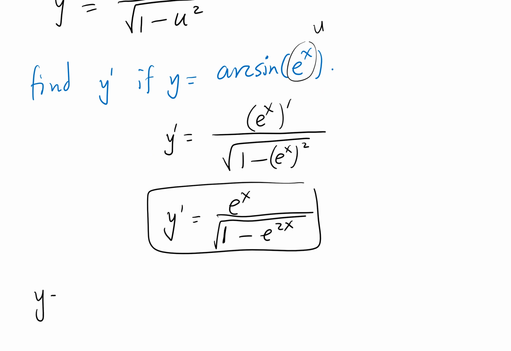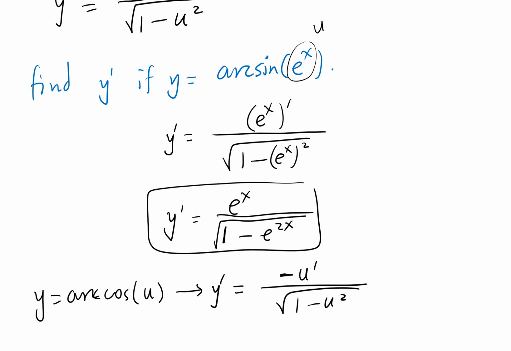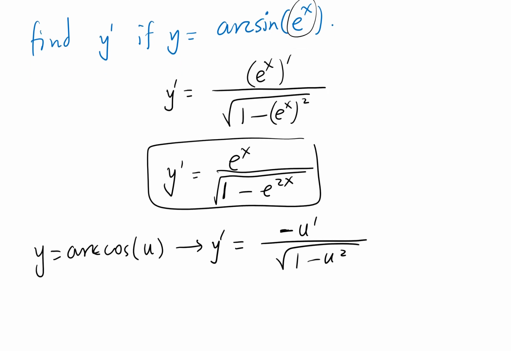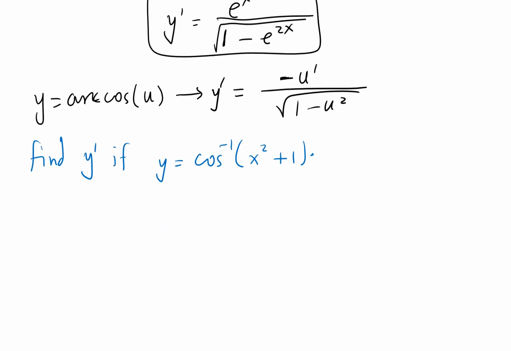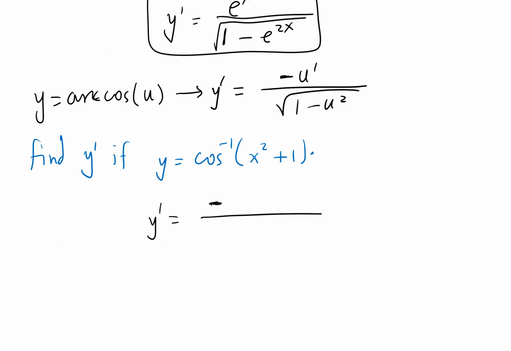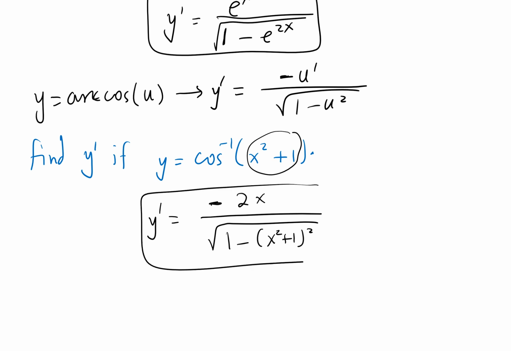Since we started with sine, we're going to do arc cosine, or cosine inverse of u. Y prime is the same formula as the sine inverse. The only thing is, there's a negative in the front. So try this one. Y prime, there's always a negative sign. Derivative of this is 2x over the square root of 1 minus this one squared. You can leave it like this. And if you like to simplify more, you can just multiply the stuff under the square root.